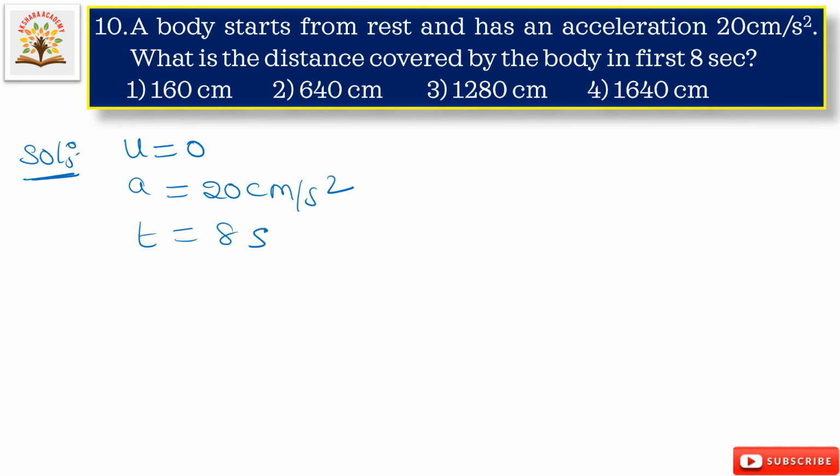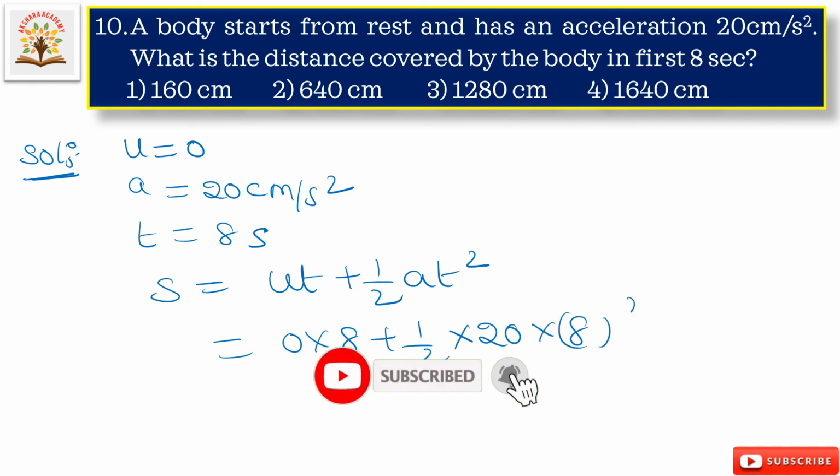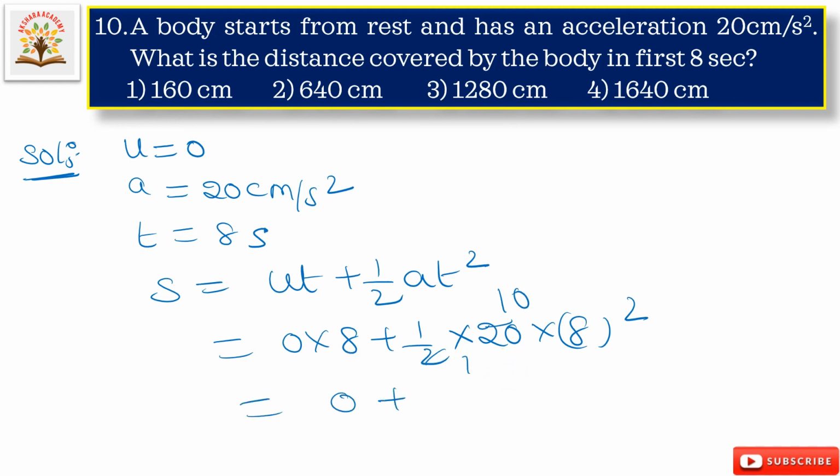So from the second equation of motion, s is equal to ut plus half a t square. Substituting values, u is equal to 0, into 8, plus half a, that is 20, into 8 square. 2 ones 2, 2 tens. 0 into 8 is 0, plus 10 into 8 square, 64. So 0 plus 10 into 64, 640 plus 0. So 640 centimeter. Therefore the distance covered by the body in the first 8 seconds, that is s is equal to 640 centimeter.